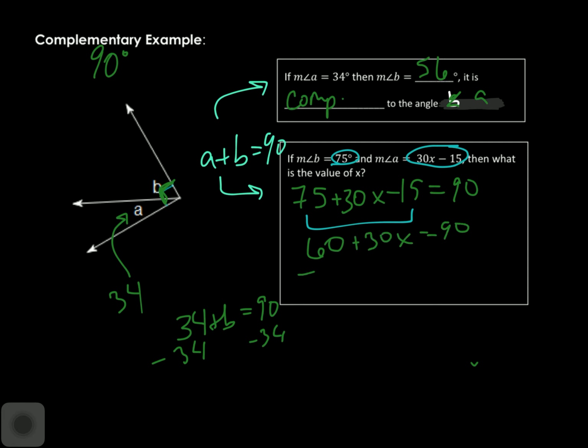So here's my equation. Now I'm going to subtract 15 from 75 because those are my like terms. So I end up with 60 plus 30x equals 90. I subtract my 60 from both sides, right? I just start undoing everything that's being done to x. I'm left with 30x equals 30. I undo this times 30 by dividing both sides by 30. So in the end, I end up with x equals 30 divided by itself, which is just 1.